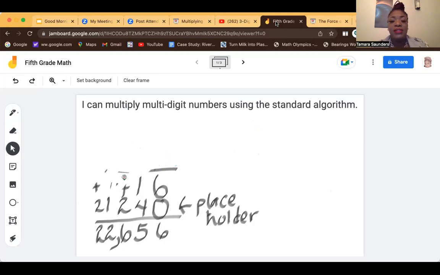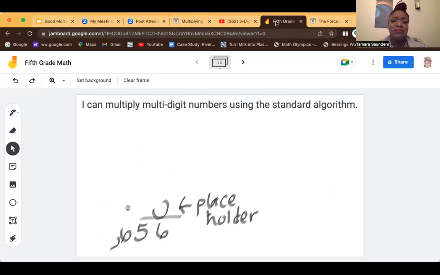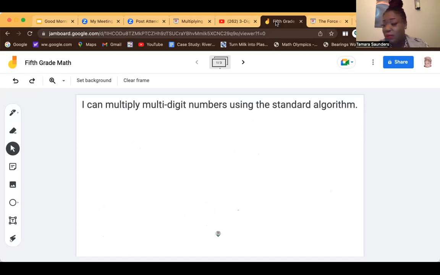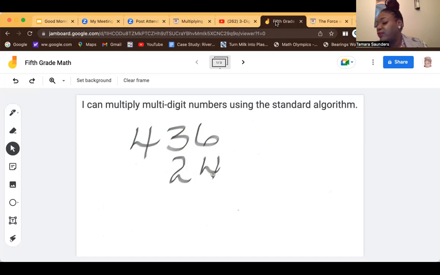All right, so I'm going to think of some of my favorite numbers. I'm going to put a number together. And let's just call this number 436. And we're going to multiply by 24, all right? All right, my problem is set up and we can start multiplying.